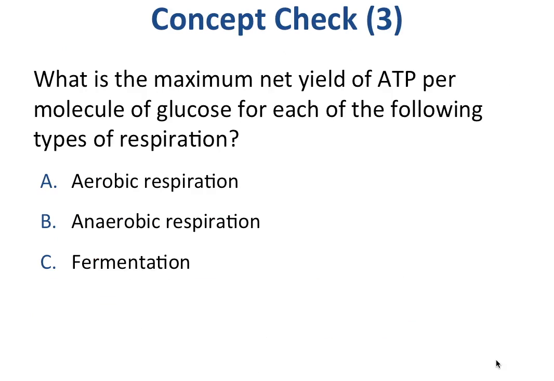Now let's work on this question. What is the maximum net yield of ATP per molecule of glucose for each of the following types of respiration? I gave you 5 seconds. The correct answer is A, aerobic respiration. This respiration makes the most ATP.